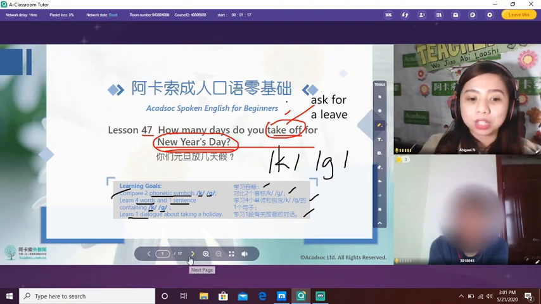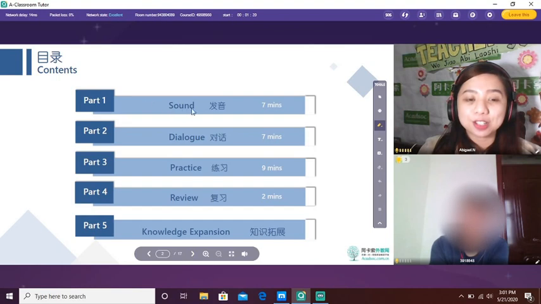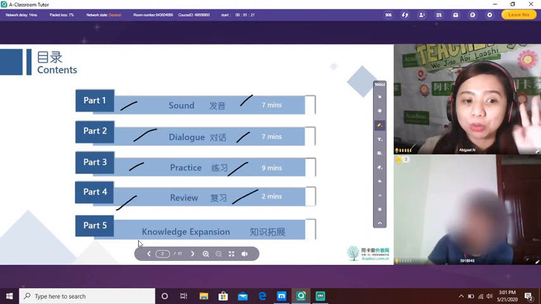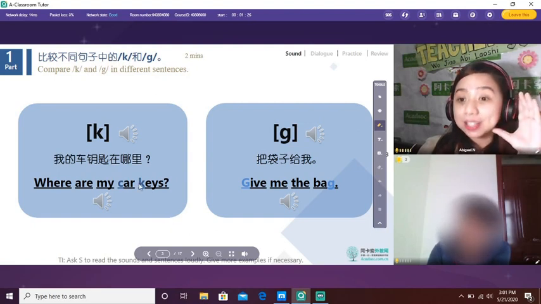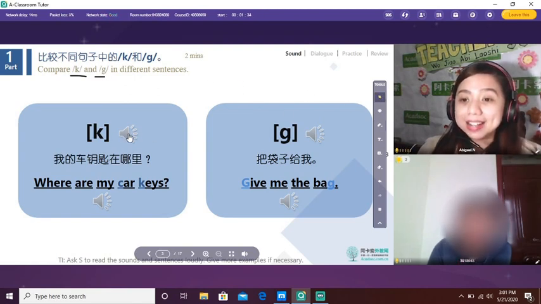Now we go to the next page. There are five parts in this lesson. Part one, sound; two, dialogue; three, practice; four, review; and five, knowledge expansion. Let's do part 1. Let's compare these two sounds, k and g. Okay, let's listen. K.